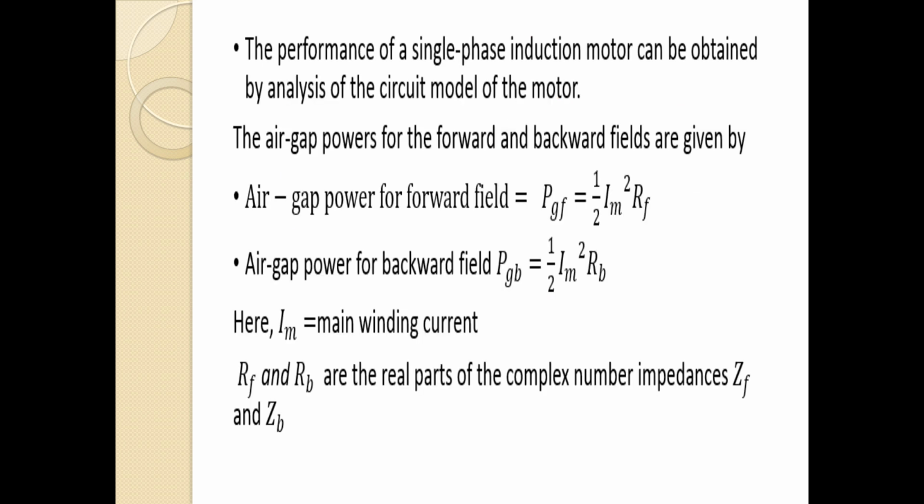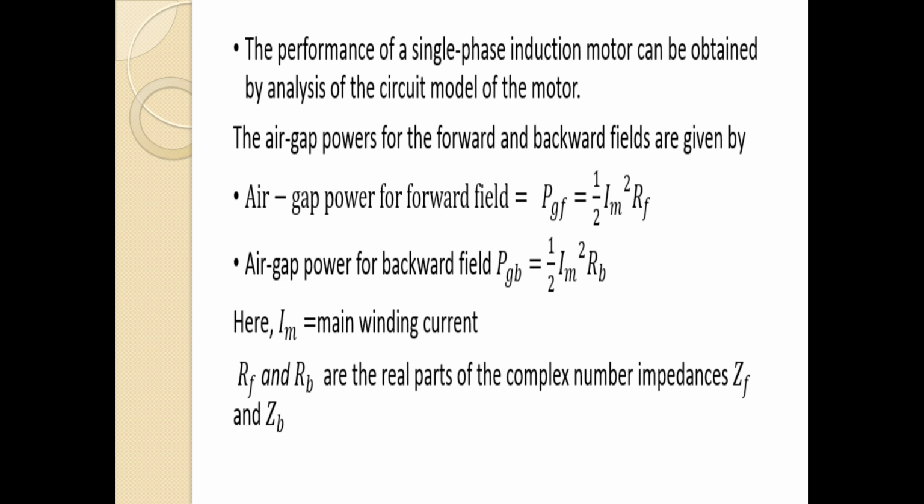In the performance analysis of the equivalent circuit, we can calculate the stator current, input power, developed torque and efficiency for particular speeds. To simplify the equivalent circuit, the air gap powers for the forward and backward fields are given by: air gap power for the forward field PGF is equal to half of Im square Rf. Air gap power for the backward field PGB is equal to half of Im square Rb.